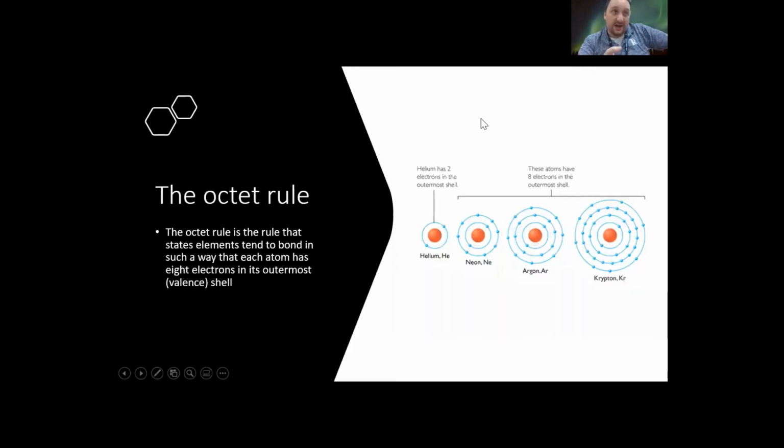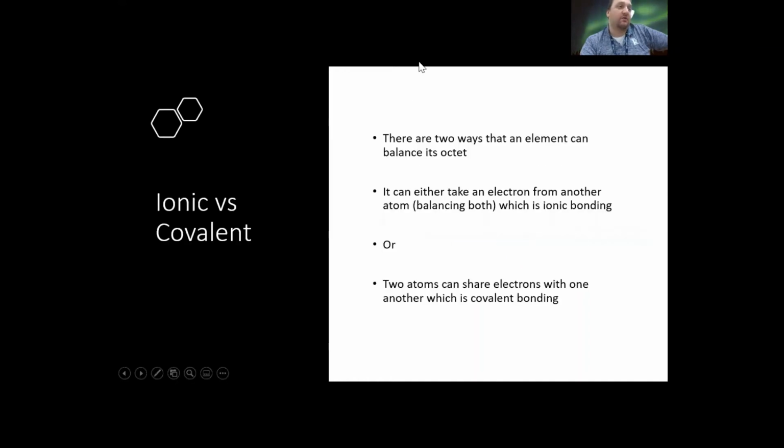Now, the octet rule states that an atom wants to have a completely filled outermost shell, typically with 8 valence electrons around it. It will bind or connect to other atoms, ionically or covalently, to share or steal enough electrons so it may have 8. That's the octet rule. Now there are 2 bonds.